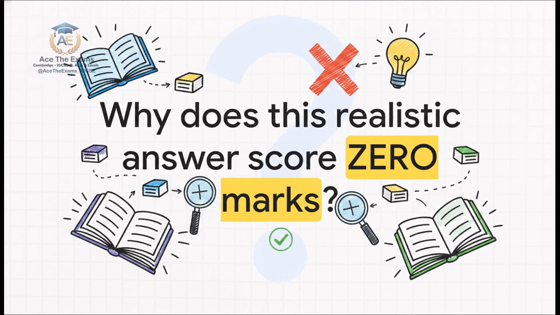Yep, nothing. Nada. You see, ordinary revision completely fails here because it's missing the highly specific technical mark magnets that examiners are actively hunting for. So in this explainer, we're going to expose exactly what those mark magnets are, and we're going to turn that 0 into a flawless 6-mark answer.